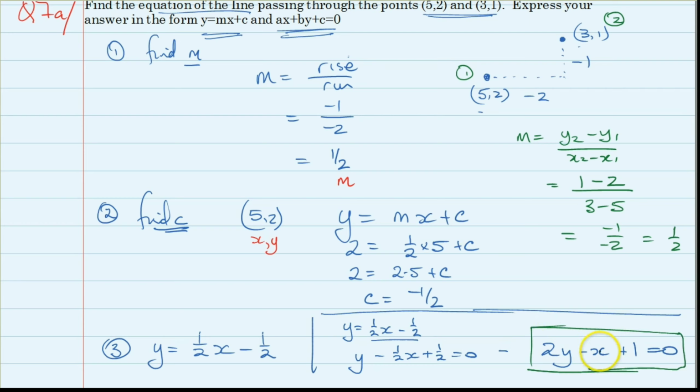It doesn't matter that I've got y and x here and it says ax plus by. It is basically the same form of the equation. If you wanted to get very technical, you could write it as minus x plus 2y plus 1 equal to 0.